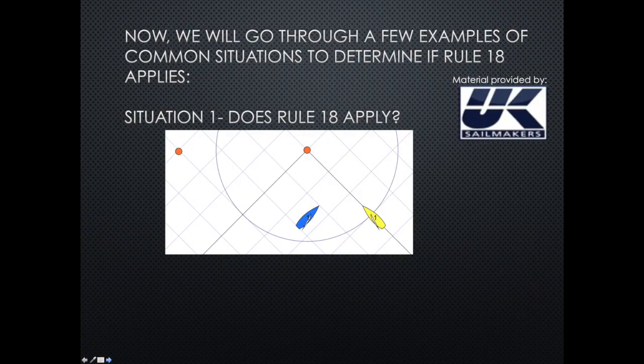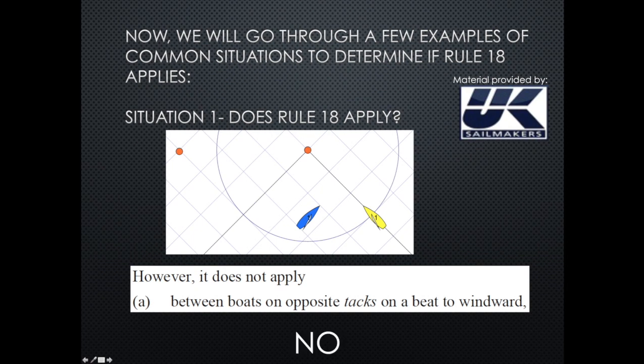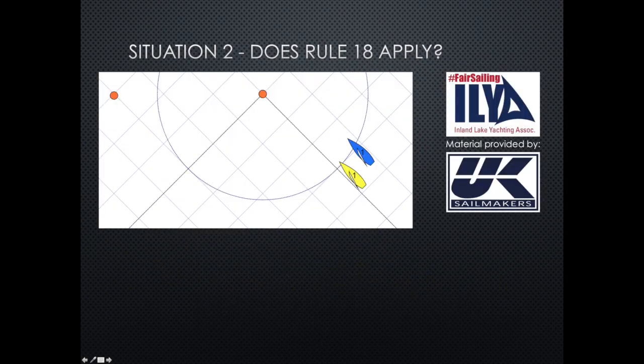Okay, so here we have 2 boats, opposite tacks, beating to windward. So the question is, does blue have mark room on yellow? What do you think? Nope. Yep, it does not apply between boats on opposite tacks on a beat to windward. So if you're blue, you can't come in there on port and say, hey, I have mark room, I have rights.